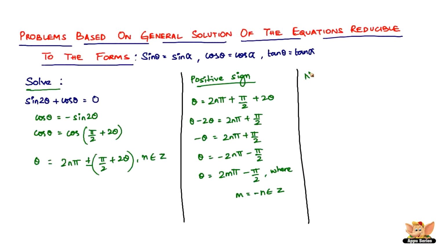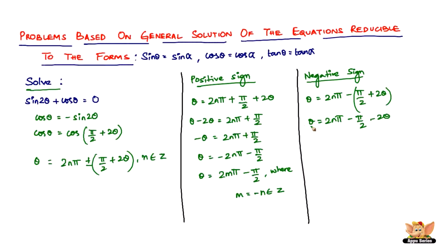Now the next thing is to take the negative sign and see what happens. What is the general solution that we get? Taking the negative sign, we have theta equals 2n pi minus of pi by 2 plus 2 theta. Since it's a negative sign, we can't straight away remove the bracket, so we take the negative inside. We have theta equals 2n pi, minus of pi by 2 is minus pi by 2, and minus of positive 2 theta is minus 2 theta. Shifting negative 2 theta to the right hand side, we get theta plus 2 theta equals 2n pi minus pi by 2. So we have 3 theta equals 2n pi minus pi by 2.